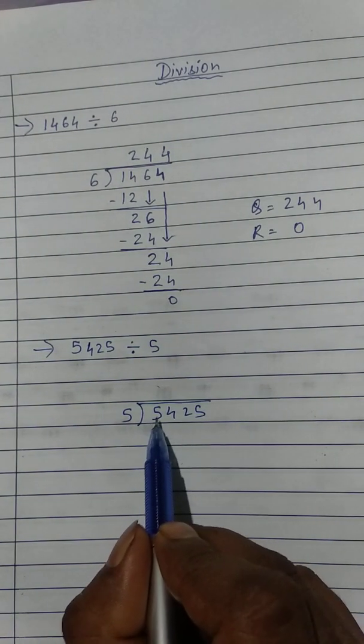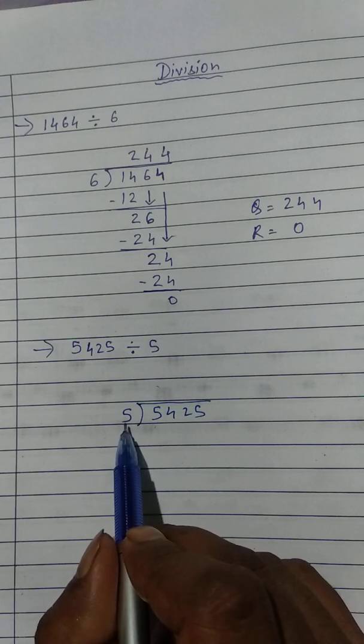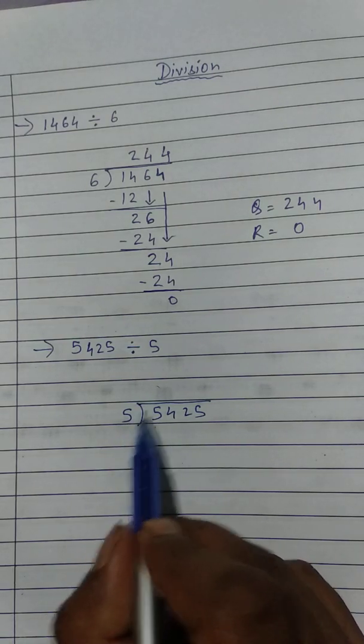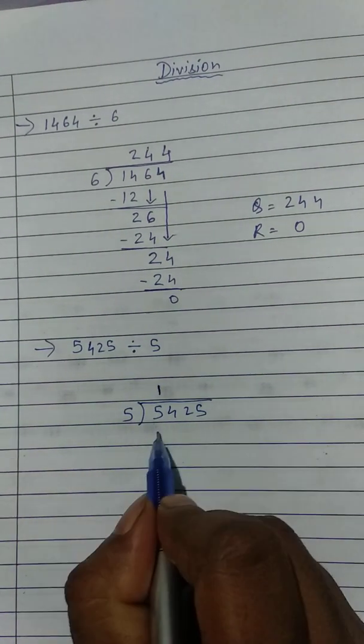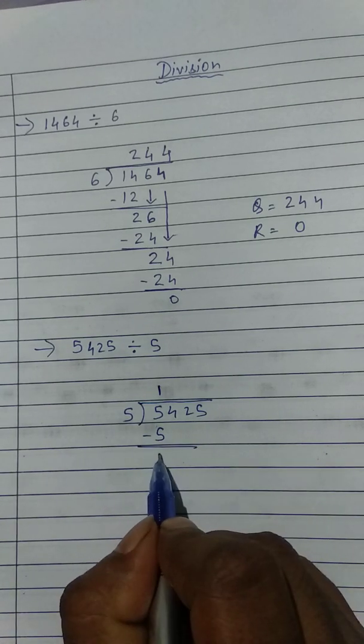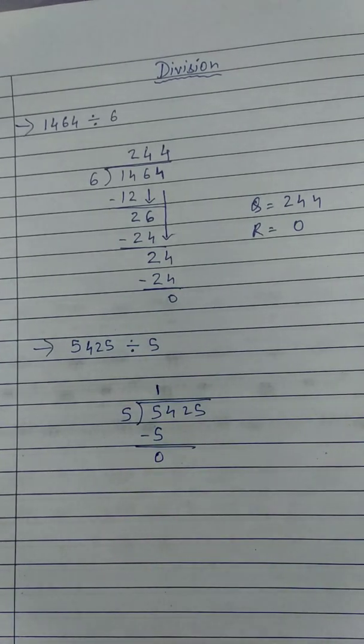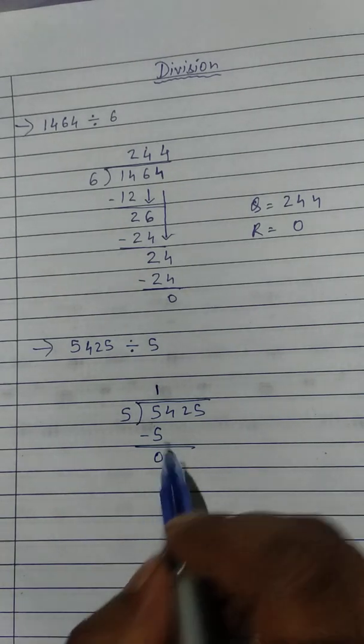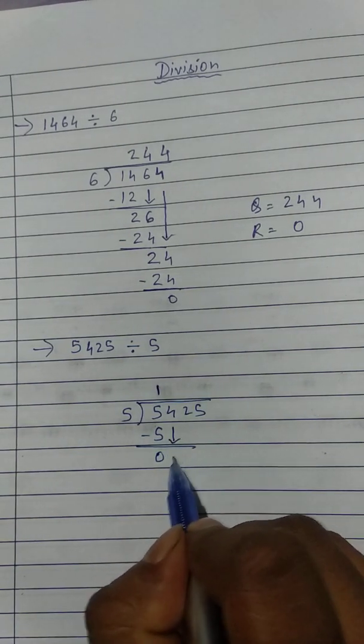In the left hand, the first number is 5. It is possible to divide 5. So 5 1s are 5. Minus, 5 minus 5 is 0. Next, we have to bring down this 4 here.